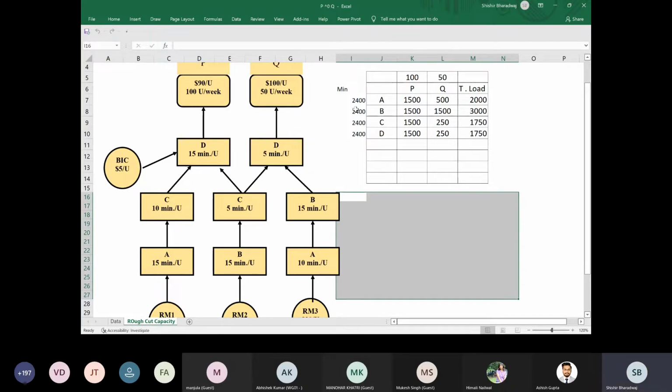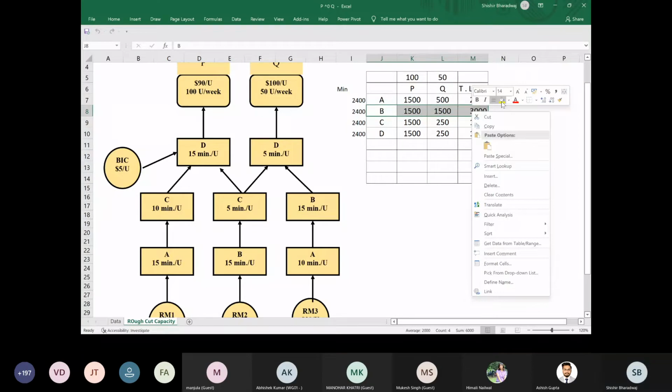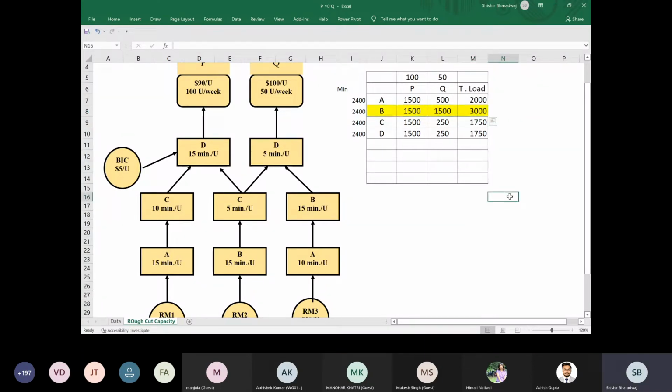The availability of minutes is 2400 minutes and the load is 3000, so we know B is a constraint. Is that clear? This resource is my constraint. Why? I have only 2400 minutes available with me, but the load coming is 3000. So the question with me is, what can I make? I cannot produce 50 of Q and 100 of P, so I will take a call.